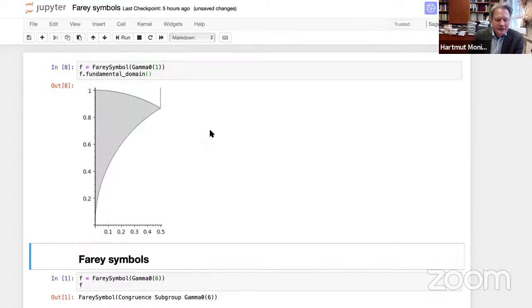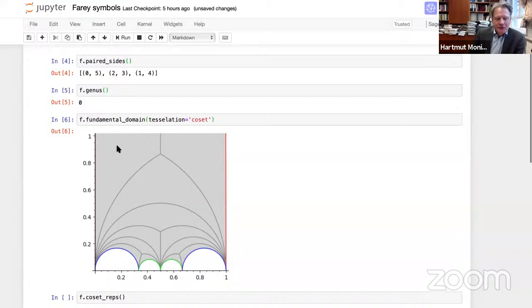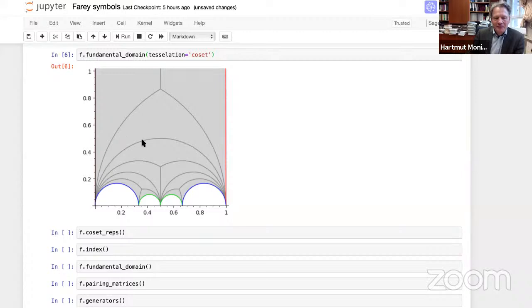What you can see here is that it has two cusps, one at infinity and one at zero. Sometimes that's not useful for some calculations, and I will explain why. You have to deal with two cusps at the same time. That's the tricky part if you want to do analytic number theory later, and that's what I'm going to do with that. But anyway, if you calculate the fundamental domain with the tessellation by cosets, then what you see are the copies of the original fundamental domain of PSL2(Z).